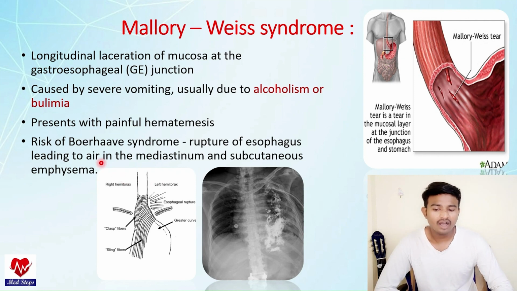Next, this is the risk of Boerhaave syndrome. If you see this image, you will see the esophagus and stomach attached. Here, because of this type of laceration, what will happen? A rupture will be there. Because of that rupture, a hole will form, and from that hole air will go to the mediastinum. That's why if you see the imaging, you will get this type of picture. Here in the mediastinum area, you will get air, right?